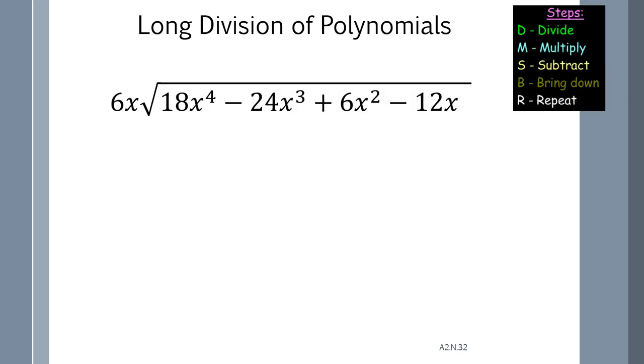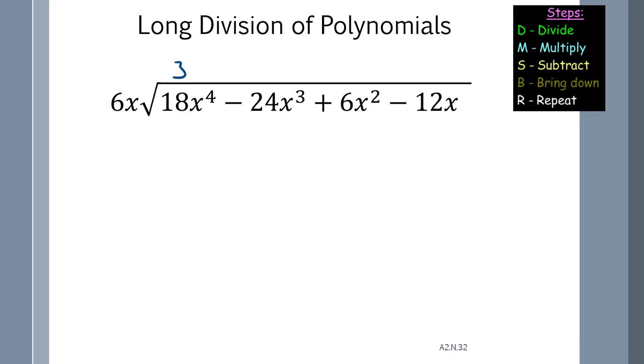So if you're given a problem like this, don't let it scare you, right? We're just going to worry about the numbers. And again, you have to think about the rules of exponents to do this. So if we're going to take 6x and divide it into that long polynomial there, let's worry about the first number. That's all we need to worry about. So that 18x to the fourth. First off, we need to see how many times 6 will go into 18. So I'm going to go with 3.